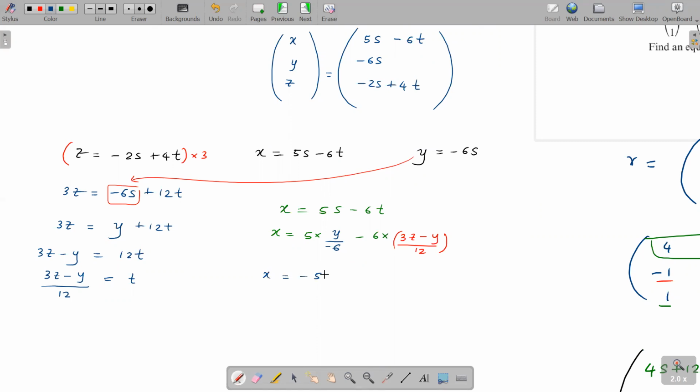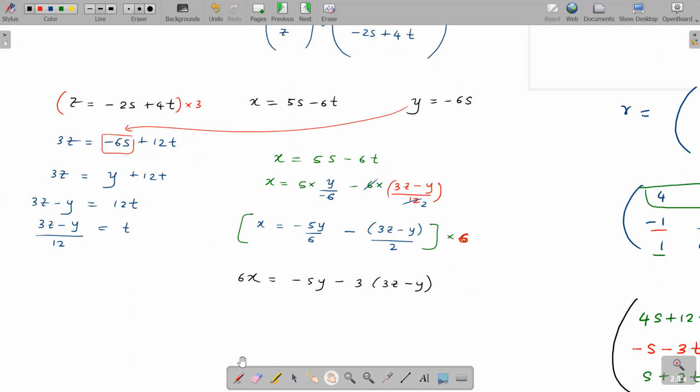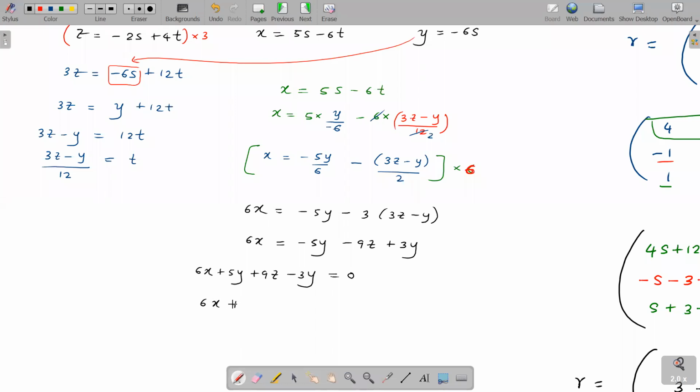X equals minus 5Y over 6. This one, 6 and 12, we can simplify, right? I get minus 3Z minus Y over 2. Do you agree? This equation, I'll multiply everyone with what? 6. Do you agree that I should multiply everyone with 6? Then I get here 6X equals minus 5Y over 6 into 6 is minus 5Y. This one, 2 times 3. So I get 3 times 3Z minus Y. Do you agree? So I get 6X equals minus 5Y minus 9Z plus 3Y. Take everything to one side. 6X plus 5Y plus 9Z minus 3Y equals 0, right? Simplified, 6X plus 2Y plus 9Z equals 0.